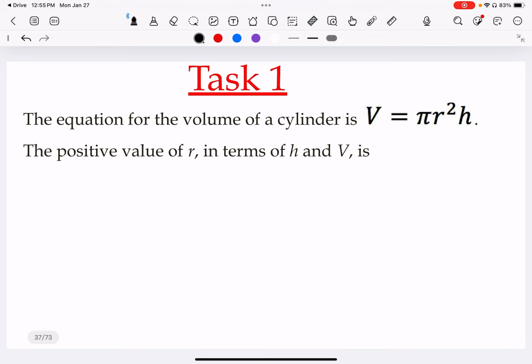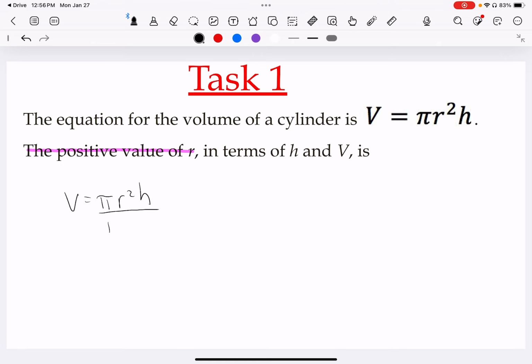The equation for the volume of a cylinder is V equals pi r squared h. The positive value of r in terms of h and V is what? So all this problem is asking us for is the positive value of r. That means we need r to be equal to some expression. So we have V equals pi r squared h.